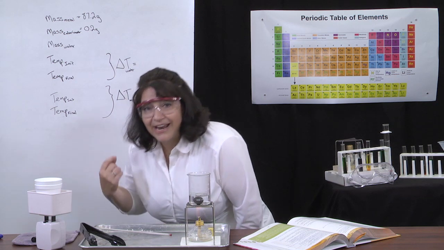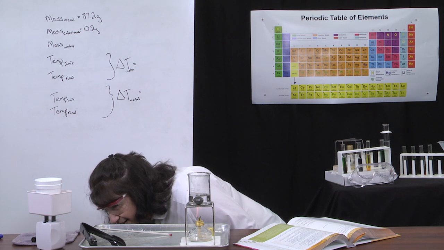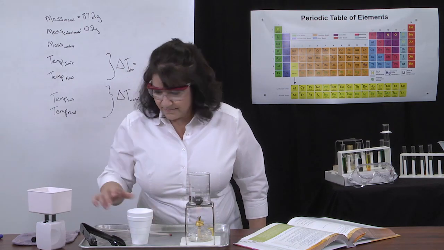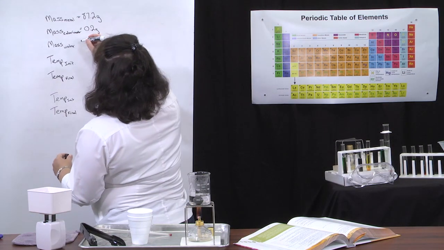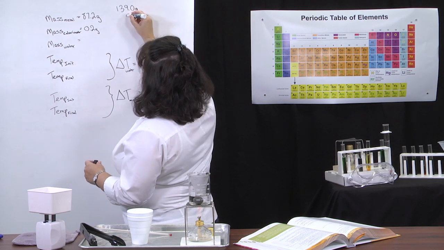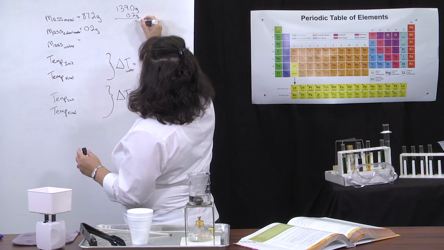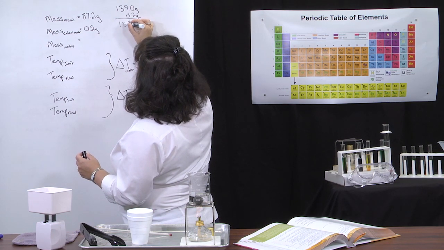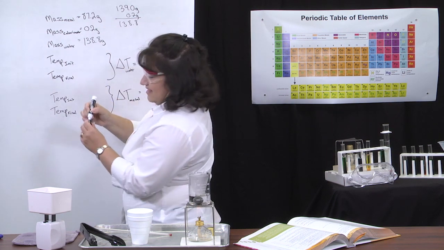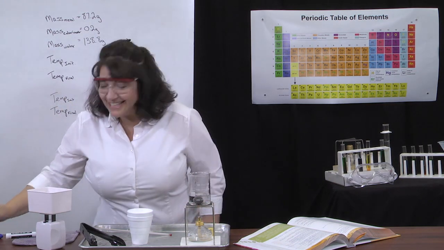So the mass of the calorimeter and the water looks like 139.0 grams. And so if I take 139.0, subtracting 0.2 grams for that calorimeter, I get 138.8. All right. Erase my calculations to make it look neat again.